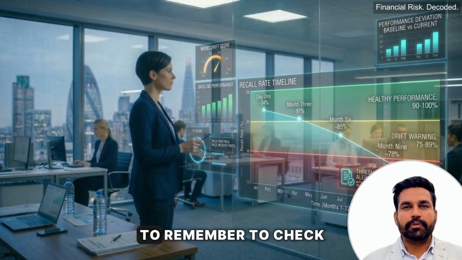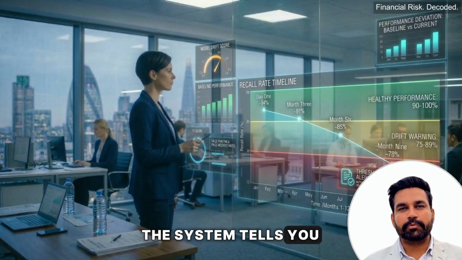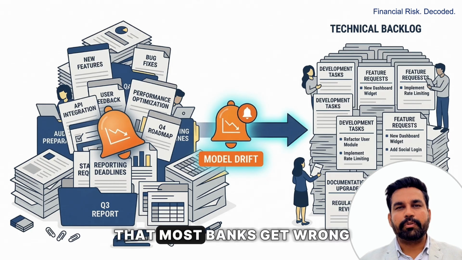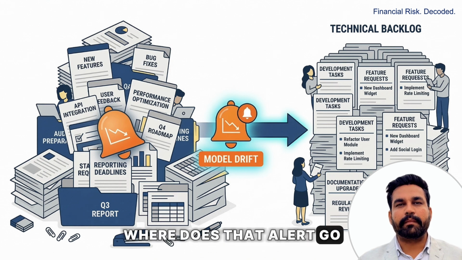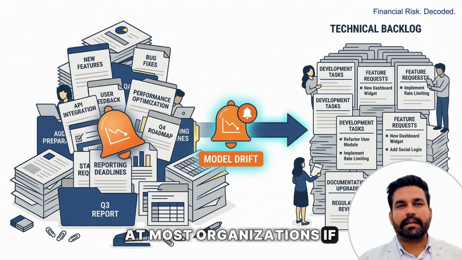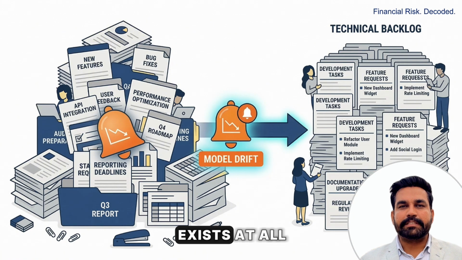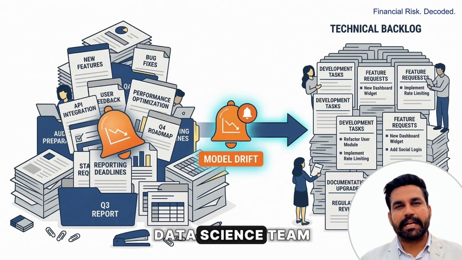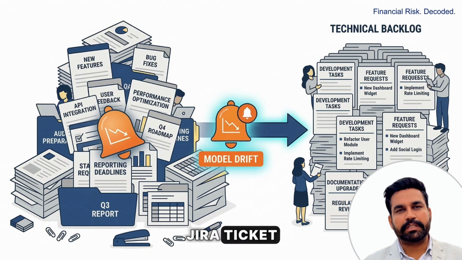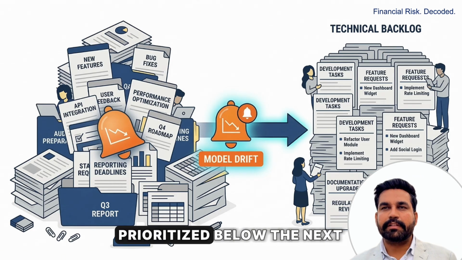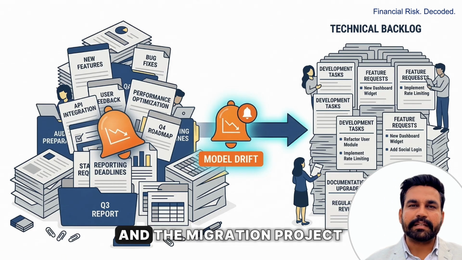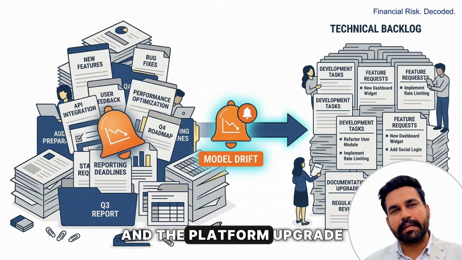No analyst has to remember to check. The system tells you. But here's the part that most banks get wrong, and this is critical. Where does that alert go? At most organizations, if a model performance alert exists at all, it goes to the data science team. It goes into a Jira ticket, it goes into a backlog, and it sits there, prioritized below the next feature request and the migration project and the platform upgrade.